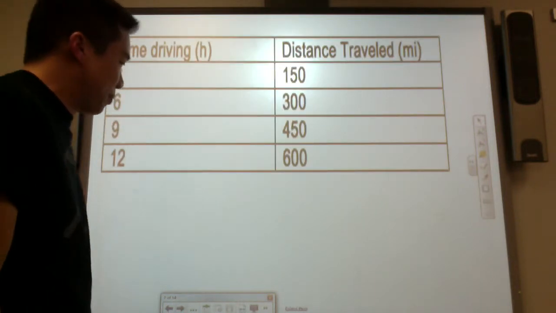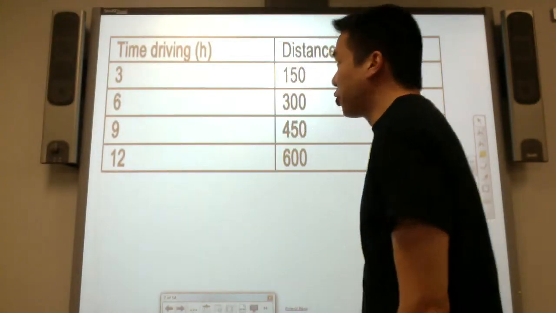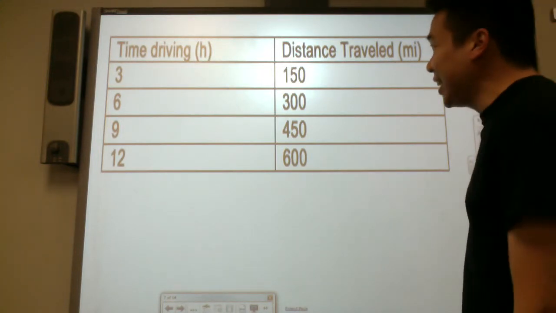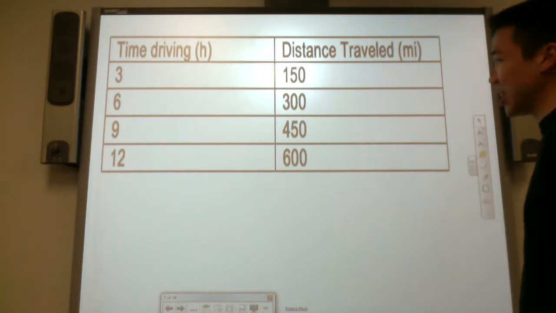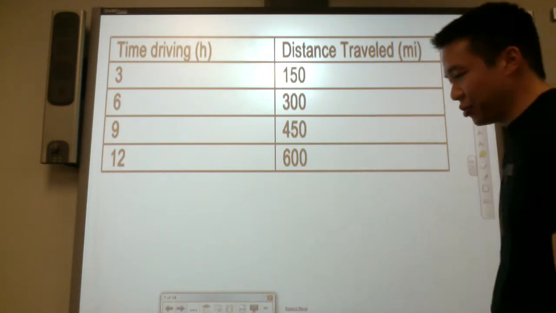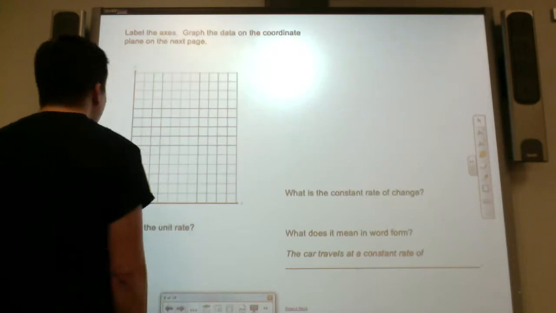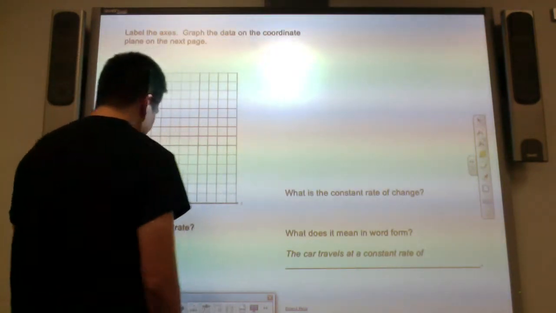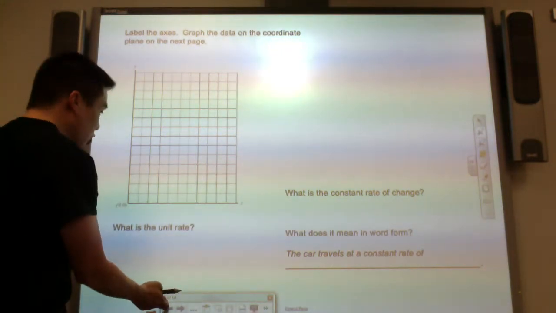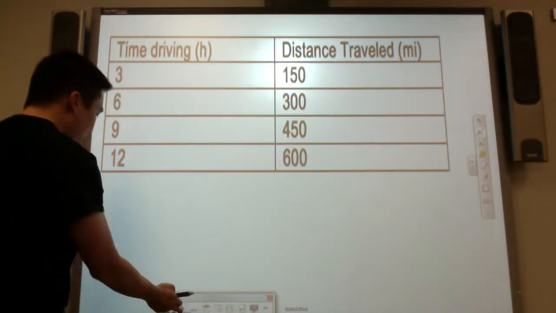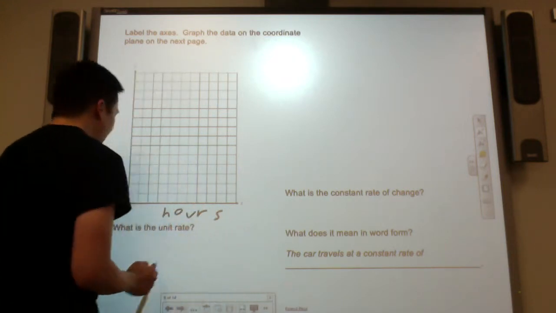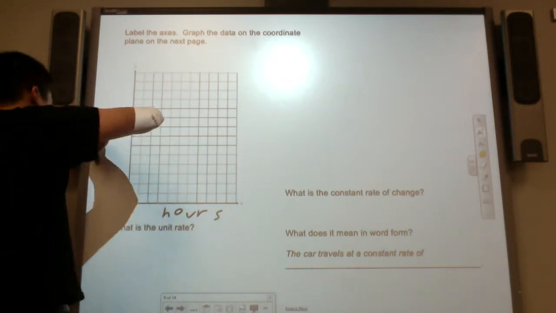So let's look at this example. Imagine someone drove 3 hours, 150 miles. 6 hours, 300 miles. 9 hours, 450 miles. And 12 hours, 600 miles. Label the axis. So what do you want to call the axis? You know what? Let's go back. So I see hours and miles. I'm going to label it hours, if this is the one that's changing, and that way will determine the miles on the side.